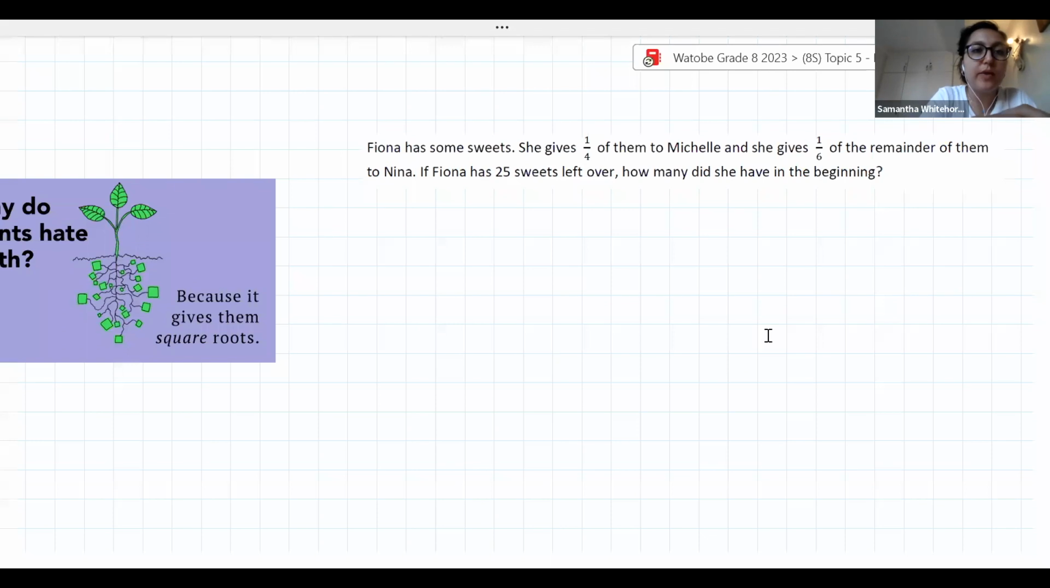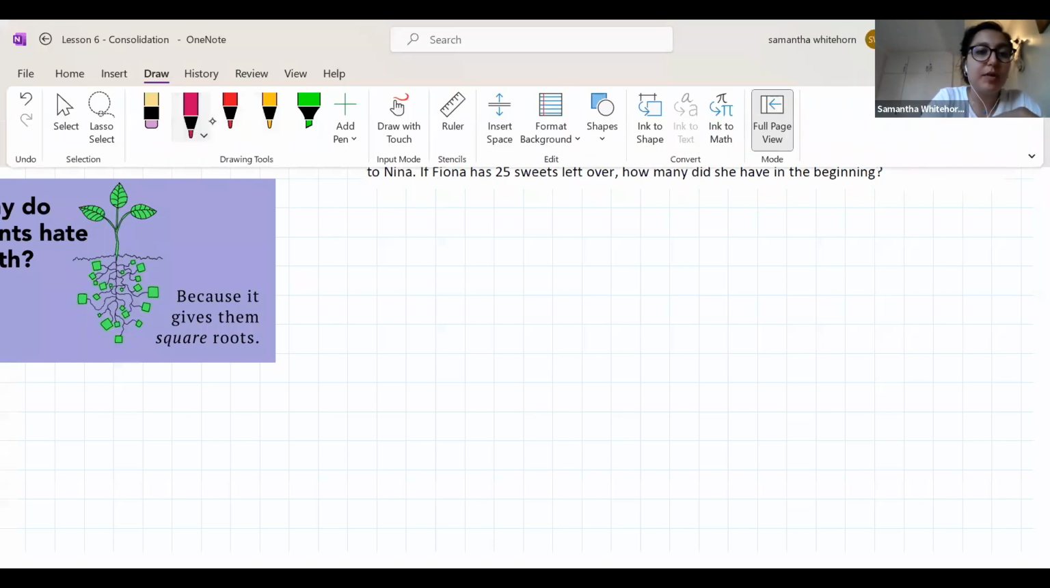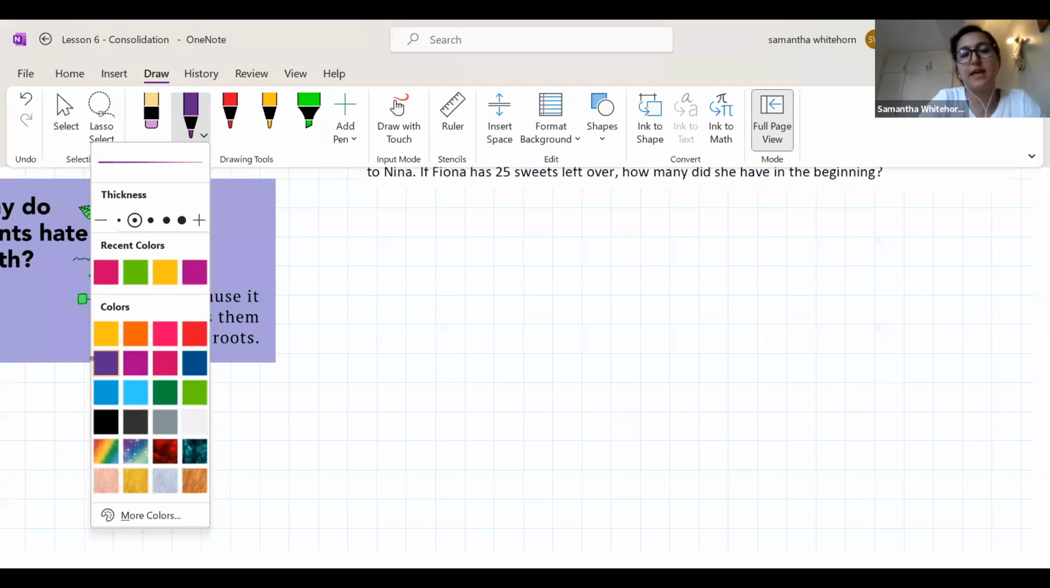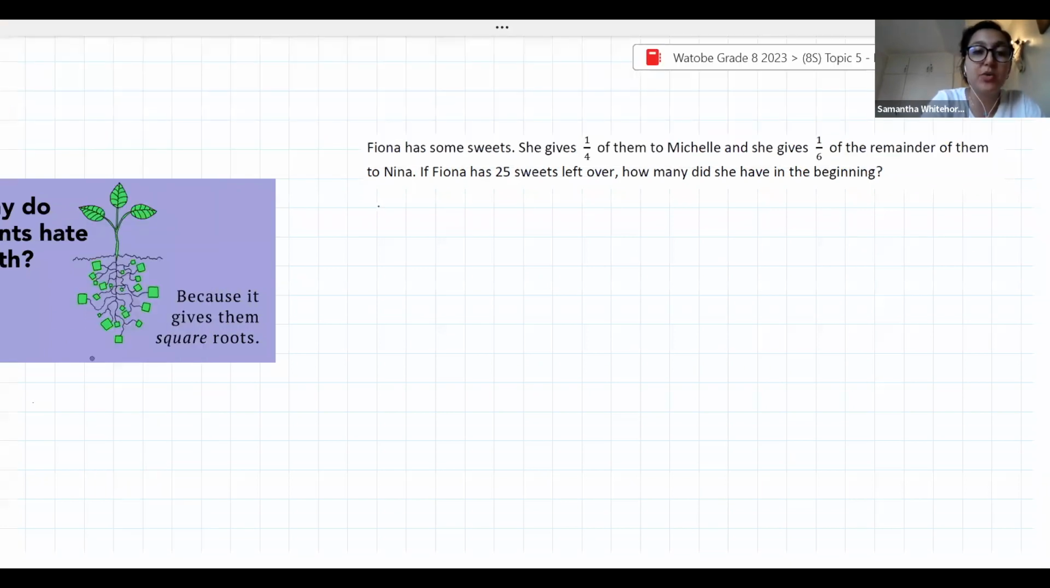So I'm going to show you 2 ways to do this. Most of you will probably do the second way, which is absolutely fine. But it's always nice to have other ways to do questions, especially questions that we find a bit trickier. So what I like to do is draw a picture for myself. Okay, so that's a horrible picture. Let me try that one again.